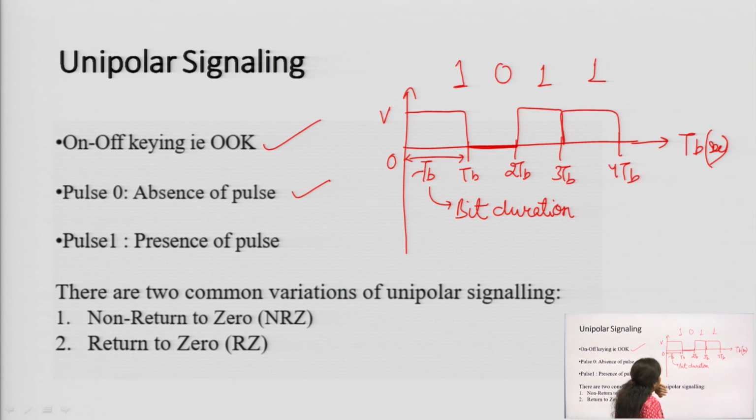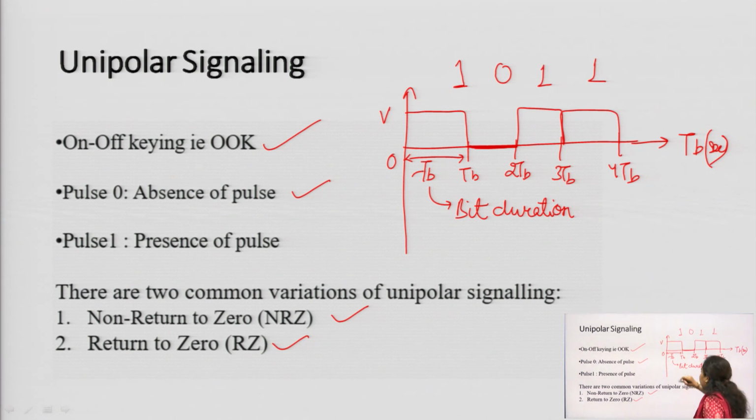For the second one, for 0, no pulse will be transmitted. So, it will be 0 volt, then V volt and V volt. So, this is how you are going to generate the unipolar signaling. Now, there are 2 variations of unipolar signaling. The first one is non return to 0, the second one is return to 0. What is non return to 0? Non return to 0 is denoted by NRZ.